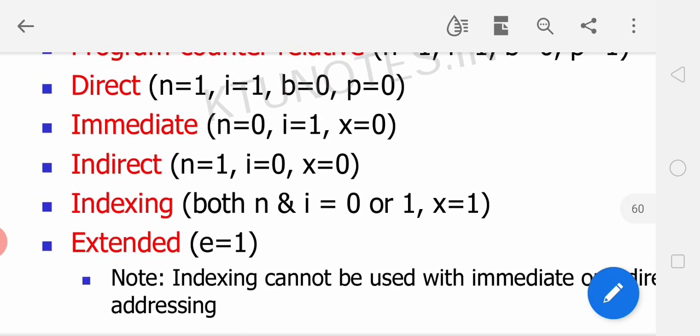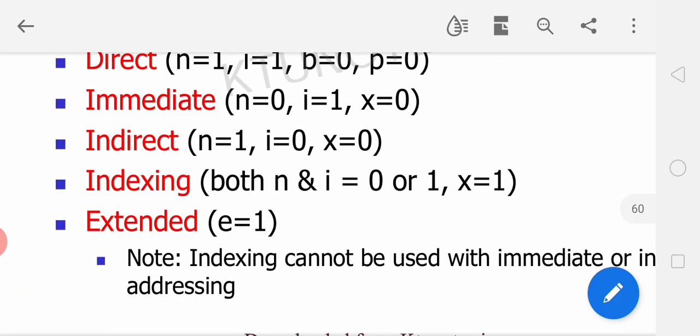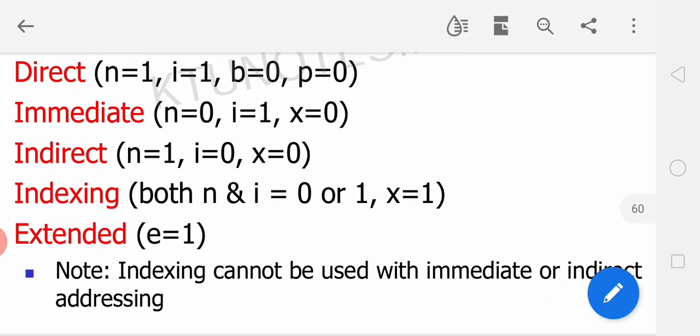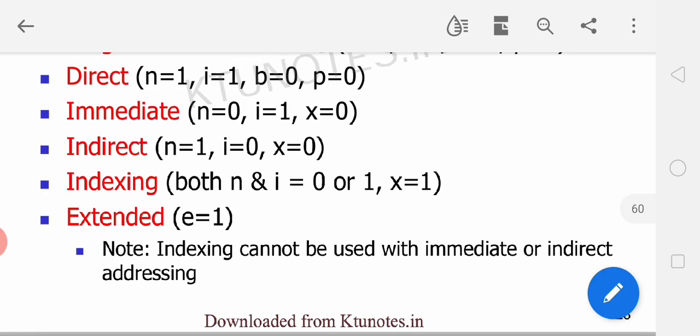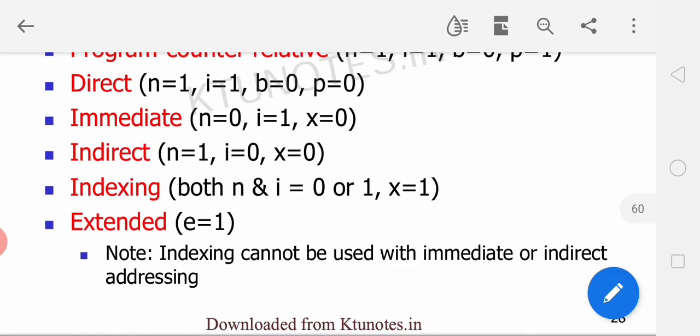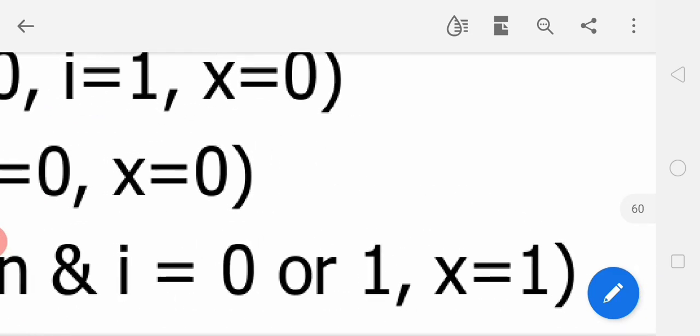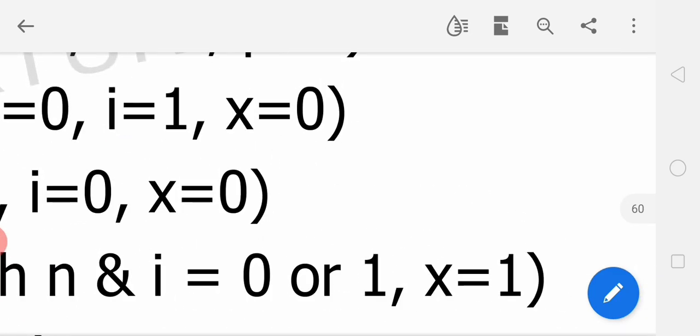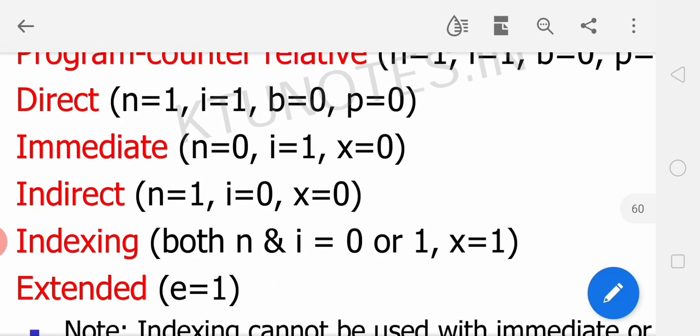Then the next case, indirect addressing mode: n equals 1, and all others, i equals 0, x equals 0. In the case of immediate and indirect addressing modes, we are using three values. Which are the three values? The value for n, that is indirect addressing, the value for i, that is immediate addressing, and the value for x, that is indexed addressing. We already said that indexing cannot be done with immediate and indirect, so the value for x should be 0.